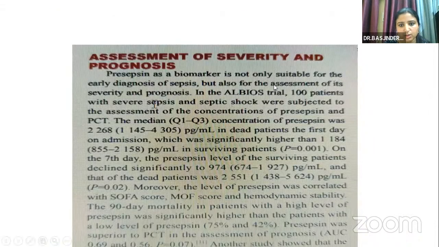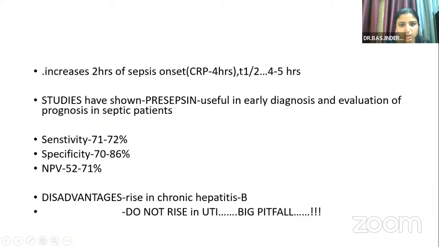And some have even come to the conclusion that it is a better marker than PCT. There was this Albios trial where they took 100 patients with severe sepsis and septic shock, and they could see that the presepsin levels were significantly higher in the dead patients who had severe sepsis or septic shock leading on to mortality, clearly indicating that it is directly proportional to the mortality.